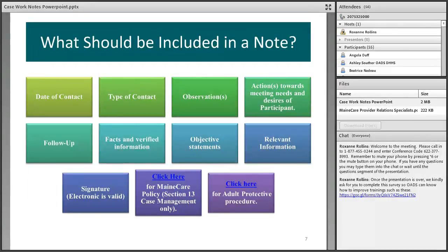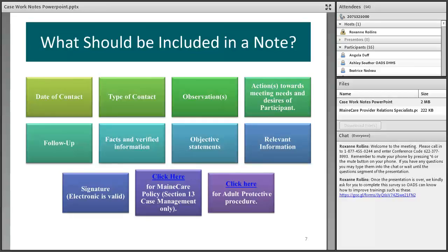So what should be included in your note? Date of the contact, which is automatic, I believe, in both EIS and MAPSIS. The type of contact, your observations, your action towards meeting the needs and desires of the participant, any follow-up, facts and verified information, objective statements, relevant information, and your signature, which is electronic in EIS and MAPSIS.